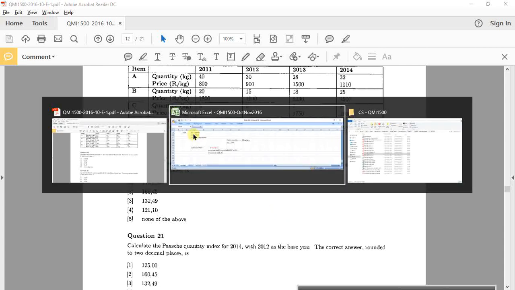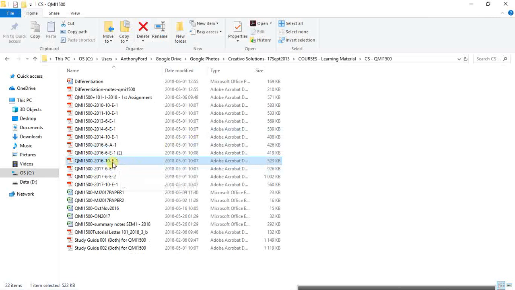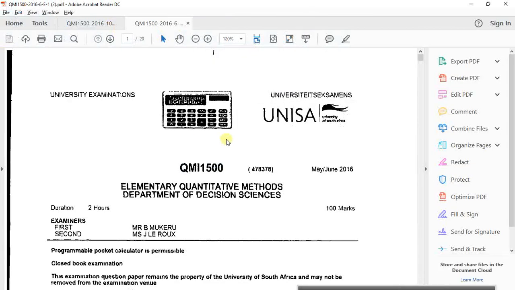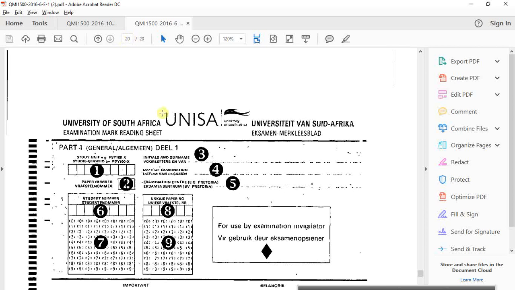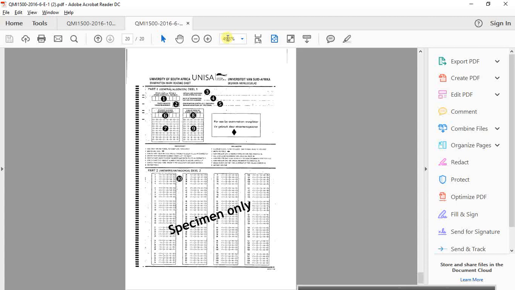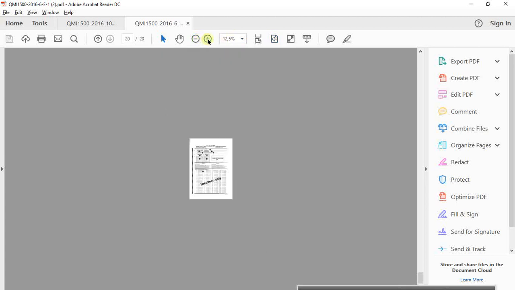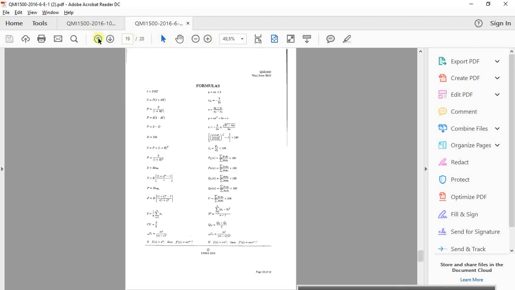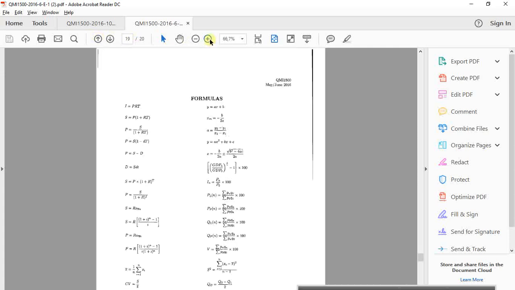So I need a formula sheet. I'm just going to open up another past paper. Doesn't matter which one, they all have the same formula sheet. Page 19, 20, somewhere around there. Last page. No, 19, sorry. Wrong button. Okay, there we go.